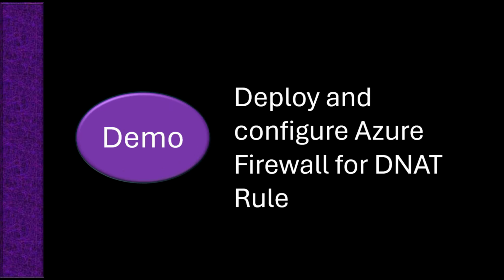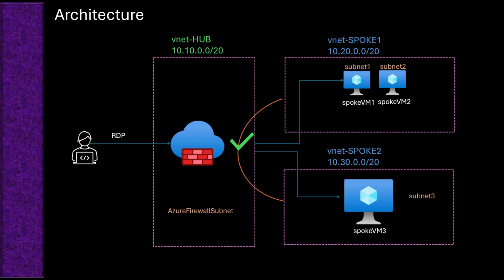In this video, we will deploy and configure the Azure Firewall for DNAT rule. Before doing anything, let's understand the intention and the architecture that we are going to use to test some of the things using Azure Firewall.